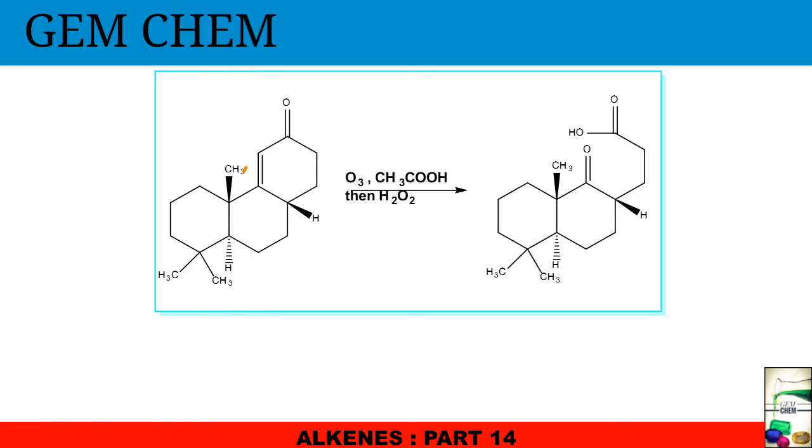If you see here, this will be cleaved, right, and ultimately we will get this product. Now what happens? Suppose this is your alpha beta unsaturated carbonyl compound. You add ozone to it. Next what happens? Here the ozone gets added.